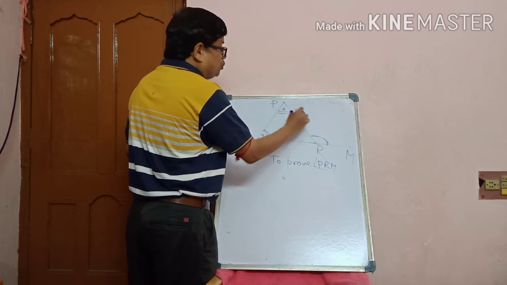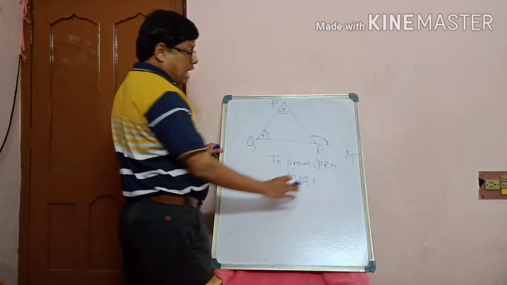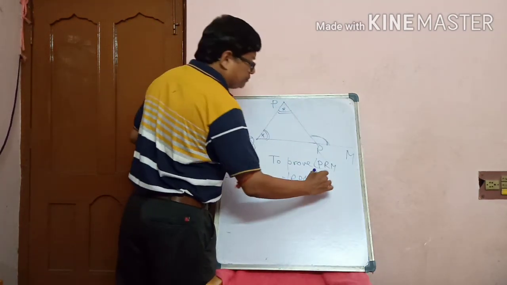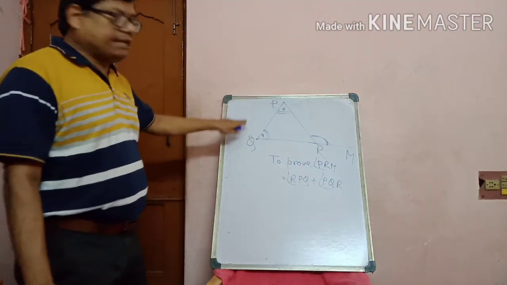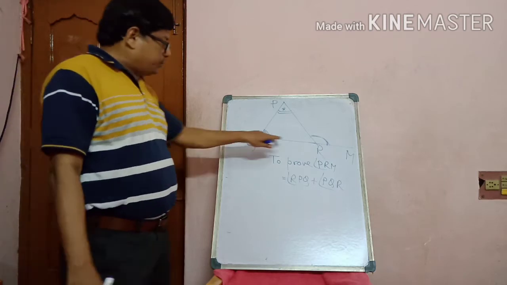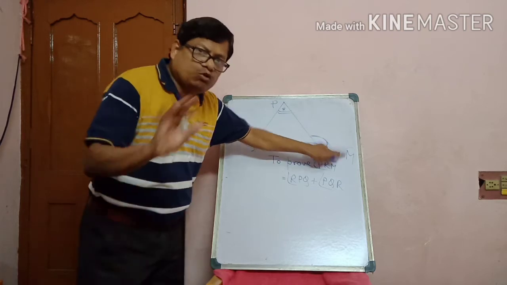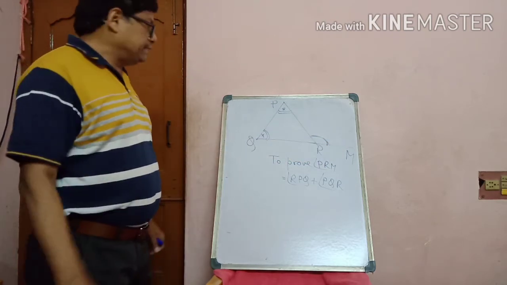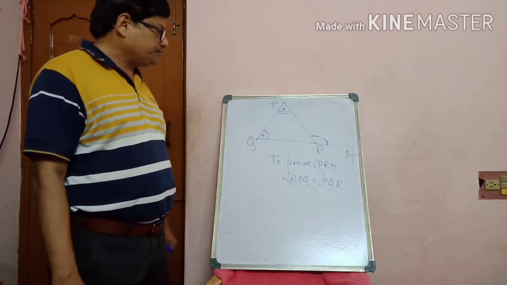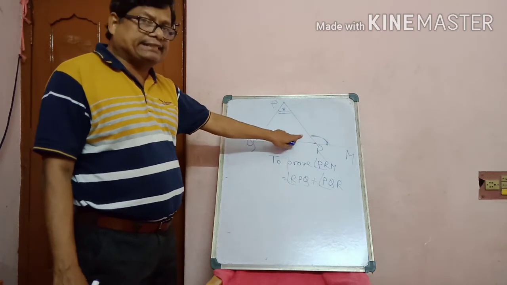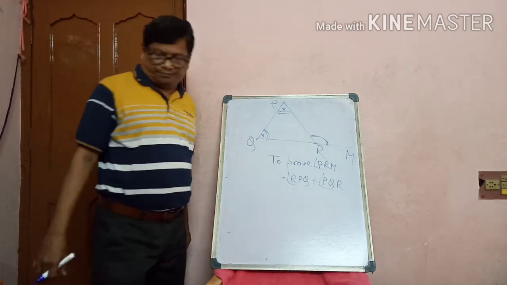Okay, their sum. So write RPQ plus PQR. We have to prove, right? In triangle PQR, QR extended up to M, then exterior angle PRM equals the sum of two opposite interior angles, that is PQR and RPQ. Okay? Don't take this angle, this is the adjacent angle. Yes. Now, written.